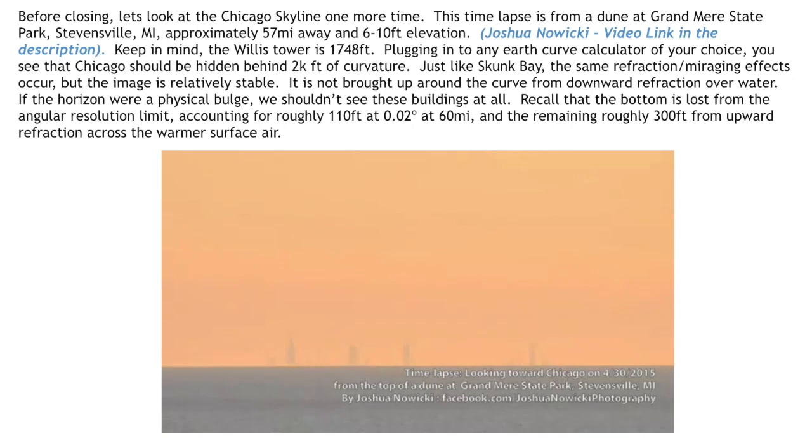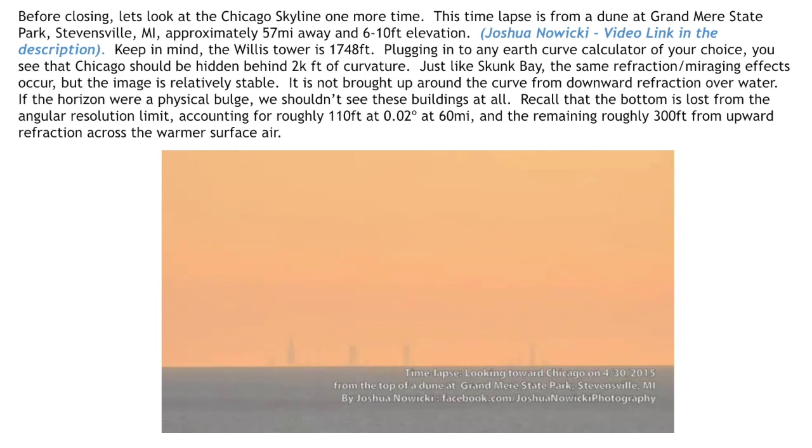Keep in mind that the Willis Tower is 1,748 feet high. If you plug it into any Earth curve calculator of your choice, all the buildings of Chicago should be hidden behind 2,000 feet worth of physical curvature. You should not be able to see them.